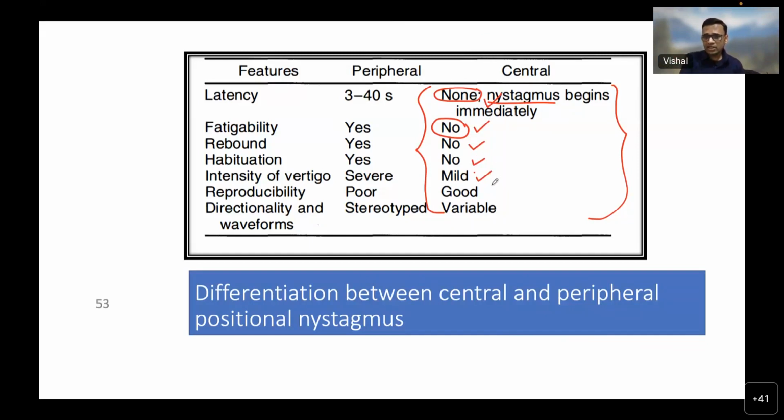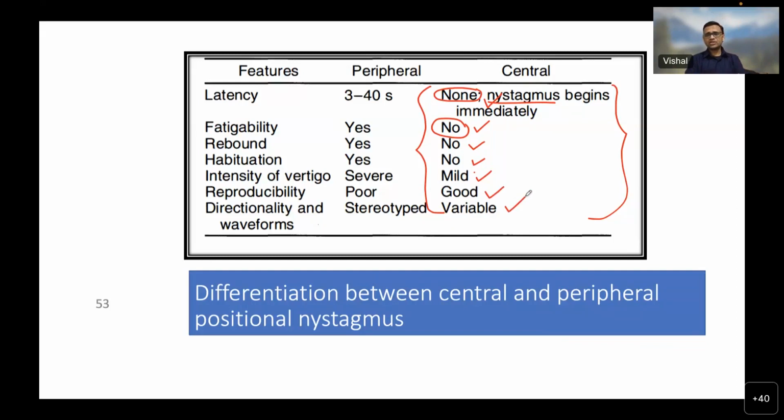But another important clinical clue here is, if a patient has positional nystagmus and doesn't have associated time-locked symptoms, then please consider central vestibular disorders. Many a time, for example in multisystem atrophy, the patient might have central positional nystagmus but may not have any symptoms. So nystagmus is not synonymous with positional vertigo. If positional nystagmus is present without any symptoms, think of central causes. Reproducibility is good in case of central. Directionality and waveforms are variable.